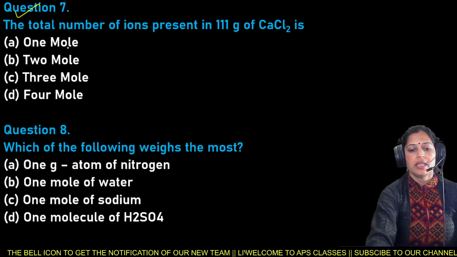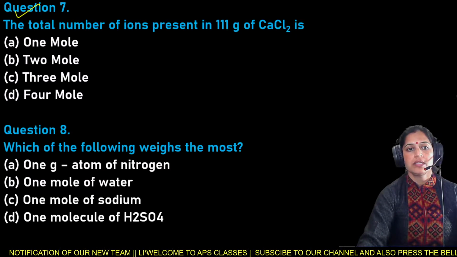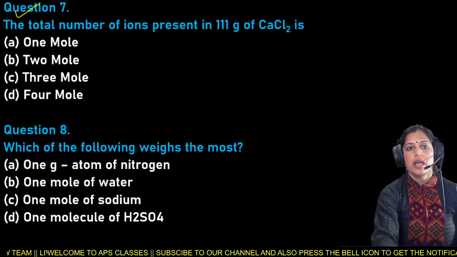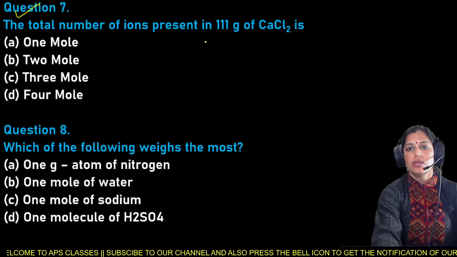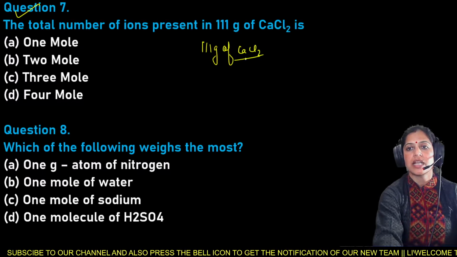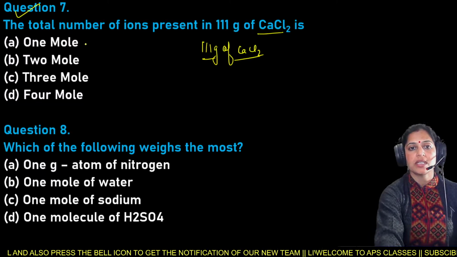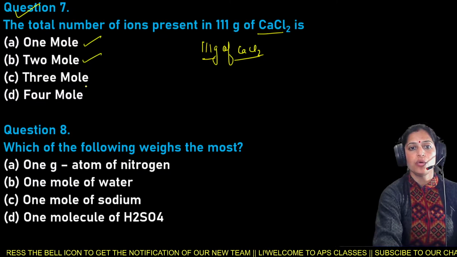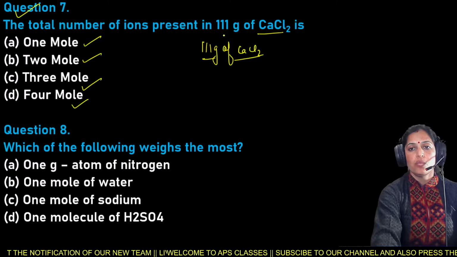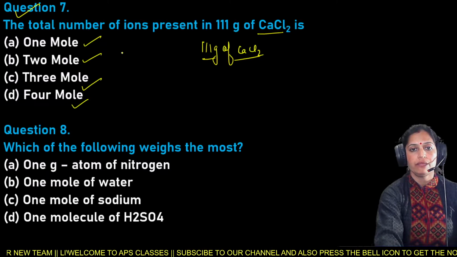Next is your question number 7, and your question number 7 is, the total number of ions present in 111 grams of CaCl2, that is calcium chloride, is, option A is 1 mole, B 2 mole, C 3 mole, and D is 4 mole.